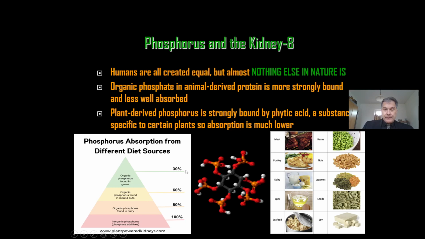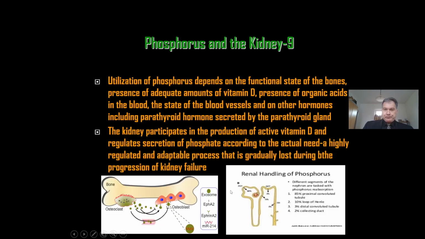And so what happens is that phytic acid closely binds phosphorus, so it is much less absorbed through the gut. So then you have a situation when you can eat a relatively larger amount of plant protein, and yet your phosphorus is not going to be totally absorbed. Okay? And here we have beans, nuts, legumes, seeds, and soy, which belong to this category of plant-derived protein-containing foods.